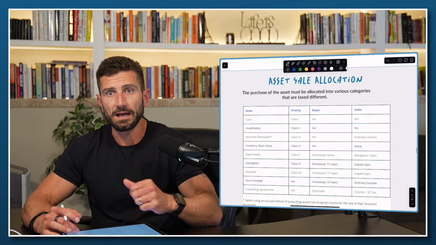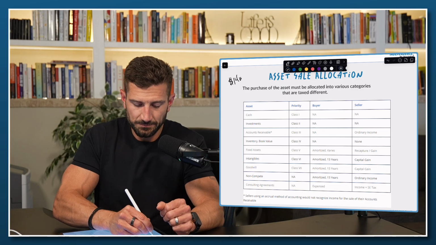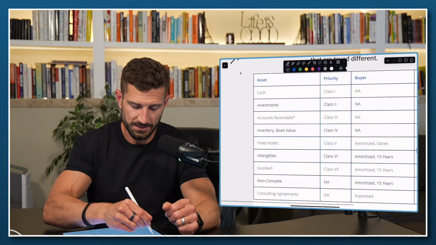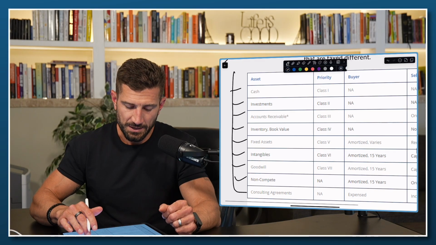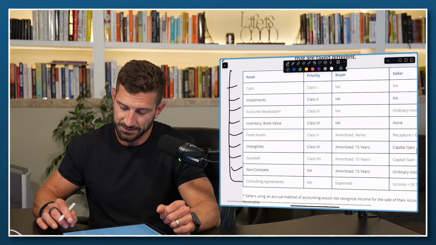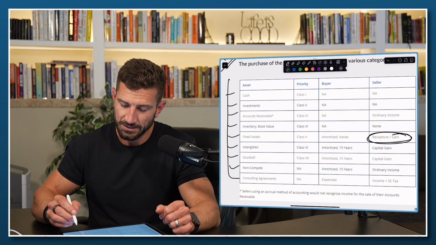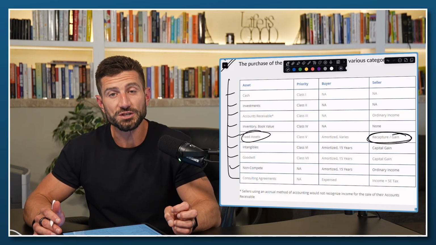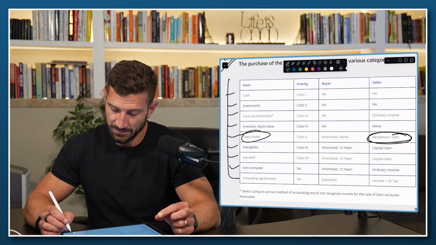So the asset sale allocation. If you took that $14 million purchase price, it has to be allocated amongst all of these different areas. And this has to be agreed on by both the buyer and the seller. And the challenge here is that each one of these has different tax structures. So the seller on fixed assets has a recapture gain. It's called depreciation recapture, and it's ordinary income.